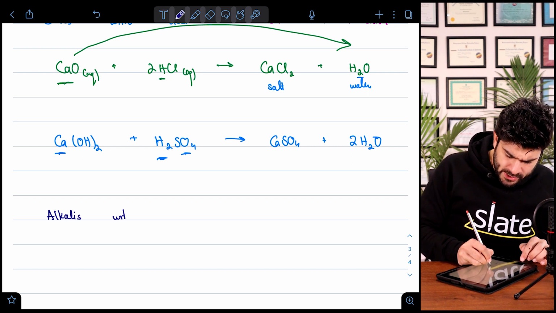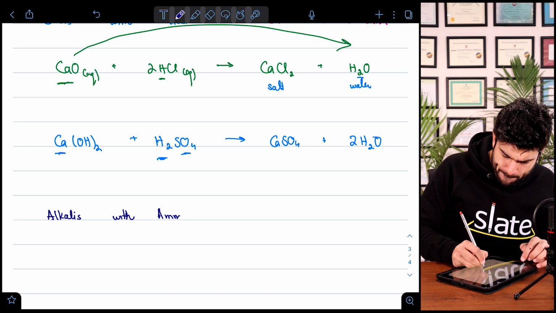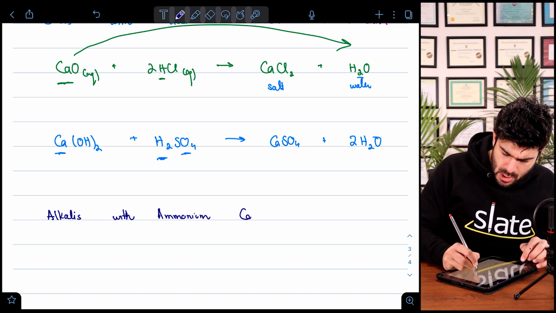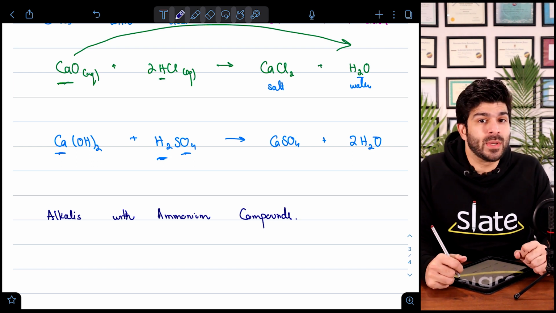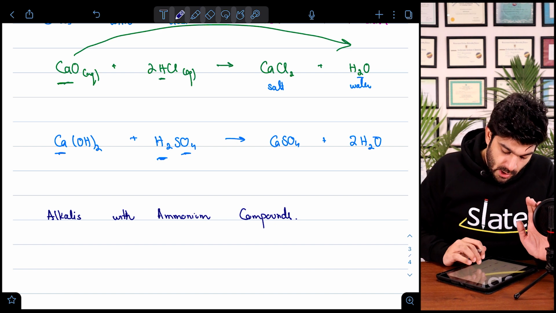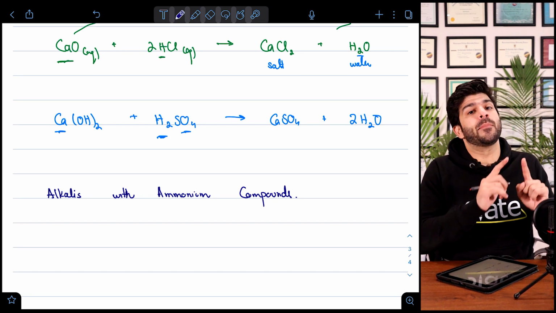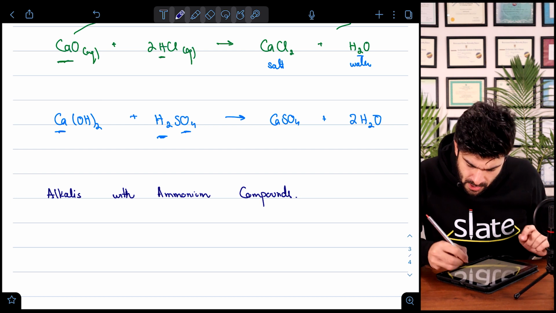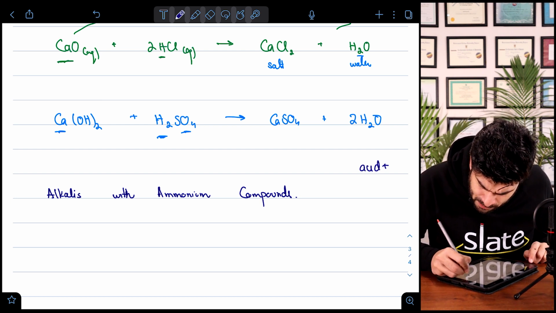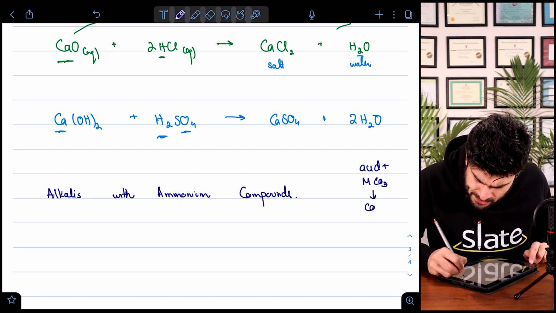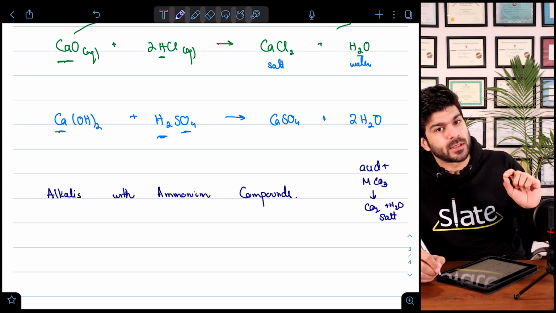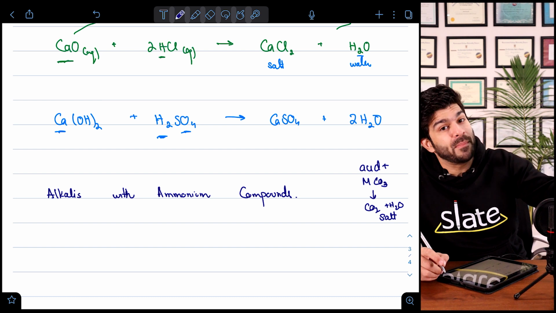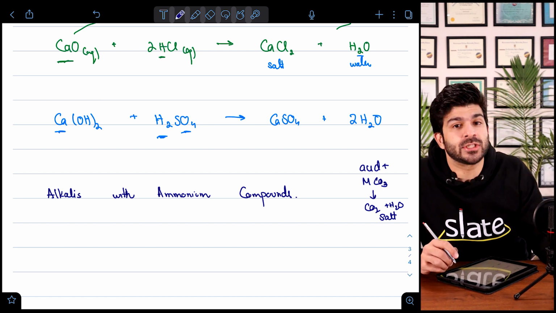Alkalis with ammonium compounds. This is a very important reaction, just like the metal carbonate reaction with acid. Remember, acid plus metal carbonate gave us carbon dioxide plus water plus salt. And the carbon dioxide was the main product. Carbon dioxide, which turns lime water milky, tells us that some particular reaction has happened.